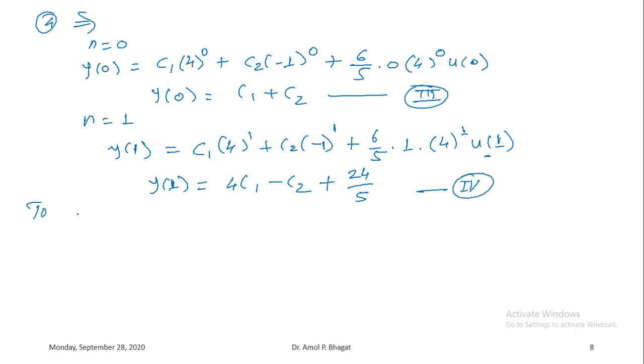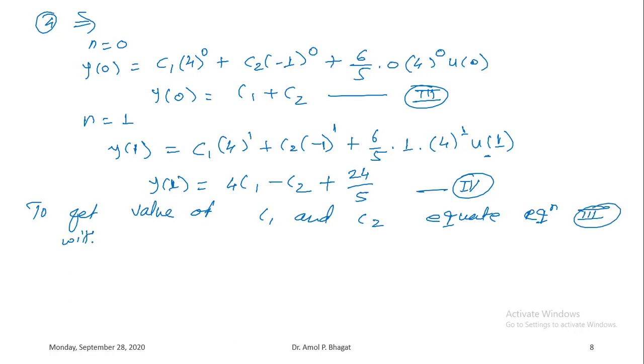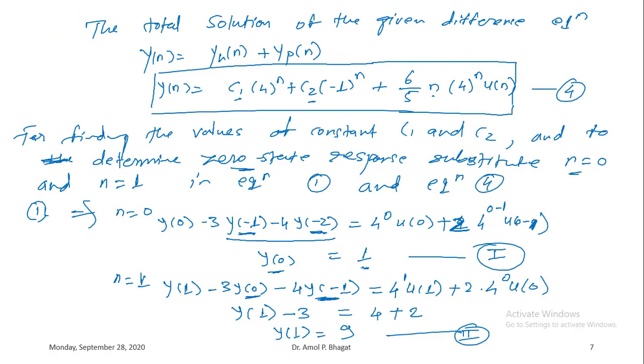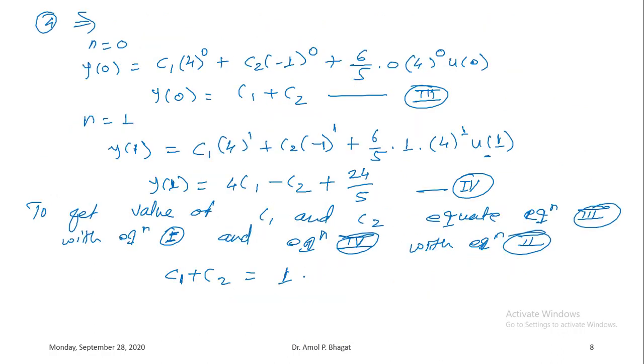To get the values of c1 and c2, equate equation 3 with equation 1, and equation 4 with equation 2. If I equate these, c1 plus c2 equals the value in the first equation, so c1 plus c2 is equal to 1.